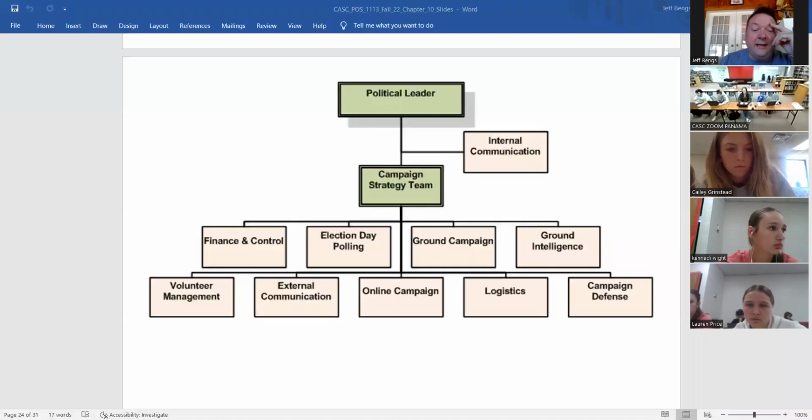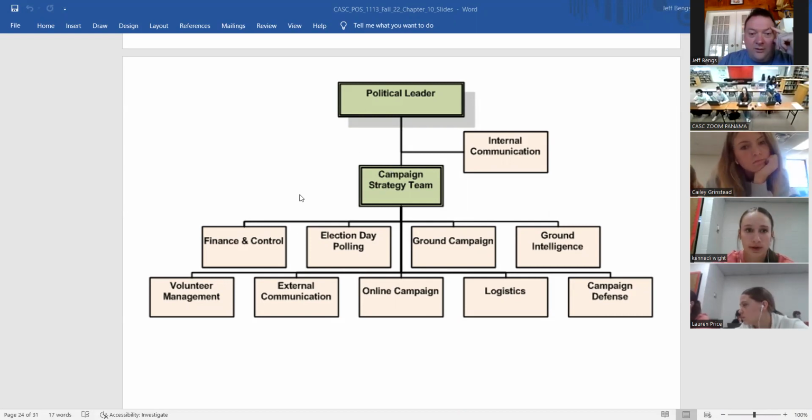You don't win today. So here is a flow chart about all of what goes into a campaign. So political leader, let's just put up here Kevin Stitt, who's running for governor. All of these components are a part of helping him get elected.